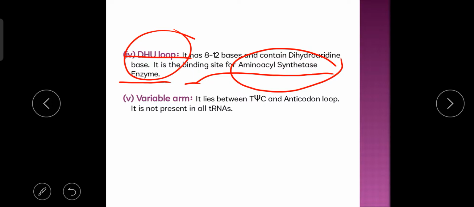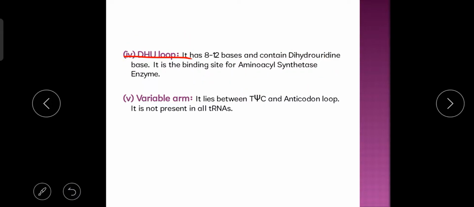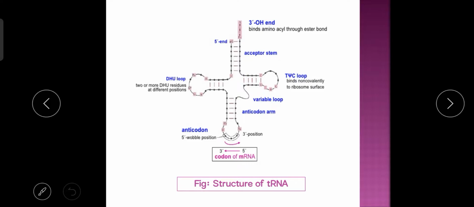Okay, so the last one is the variable arm. This variable arm lies between the T psi C loop and the anticodon loop. So look at this diagram. I have told you that transfer RNA has 5 arms.